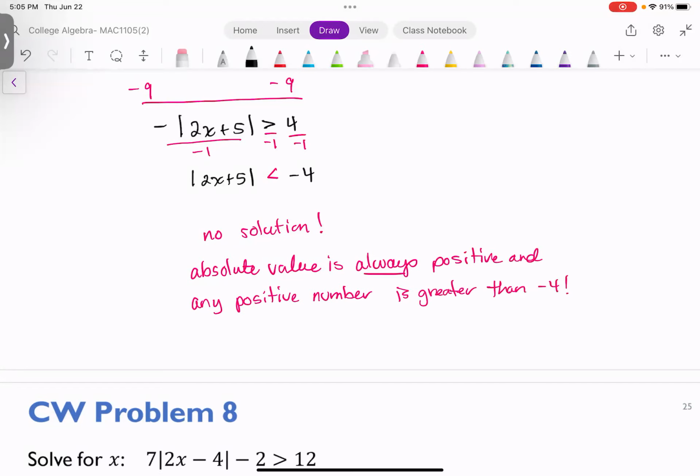So x is equal to the empty set. It does not exist.